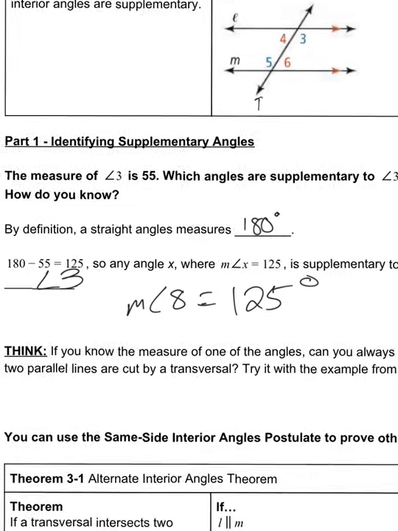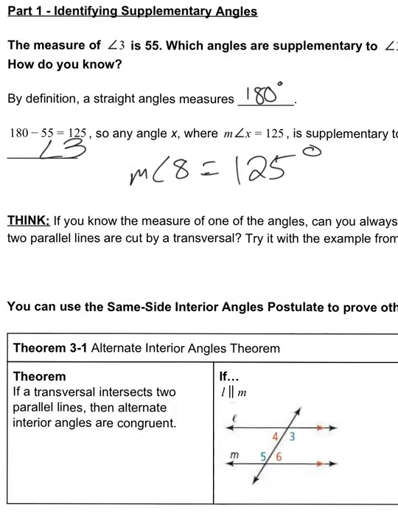All right? And then it says, if you know the measure of one of the angles, can you always find the measure of all 8 angles when 2 parallel lines are cut by a transversal? Try it with the example from part 1. That is a yes. And we're going to do an example here in a minute. So yes, we can. One angle. That's all we need. Give me one, baby. Give me one.